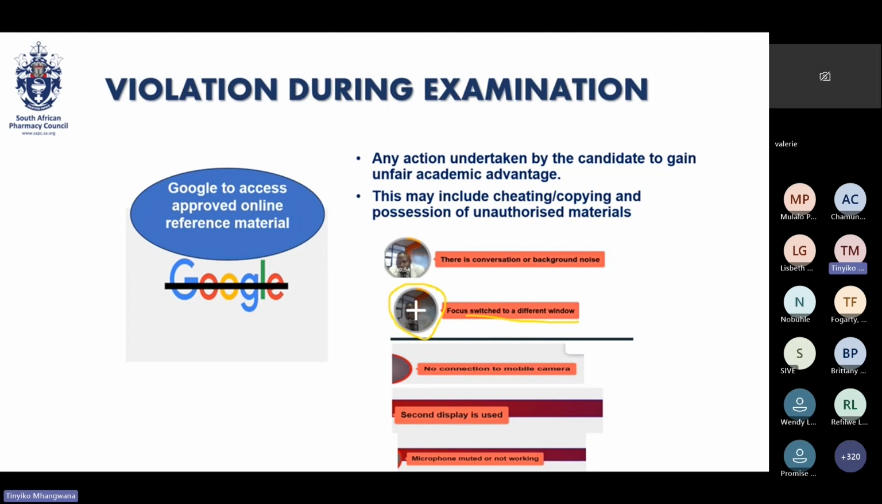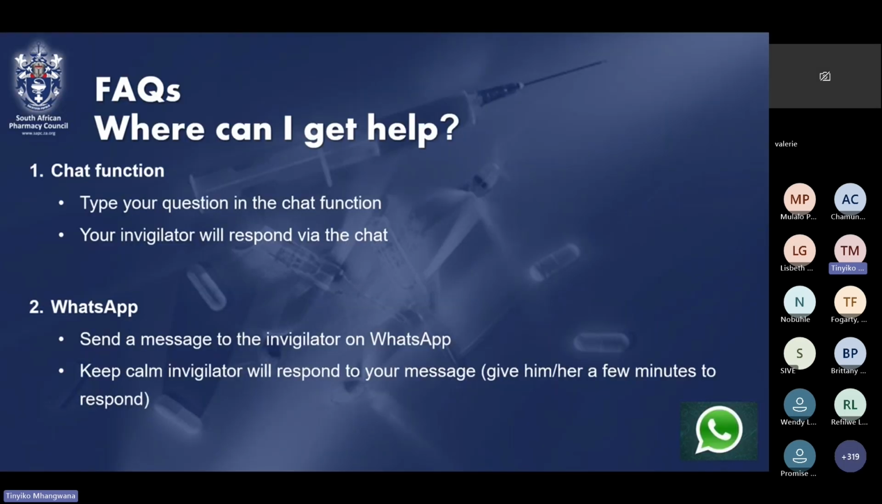If you switch to another window different to this one, because you want to cheat and get answers, you mustn't Google answers, it will alert us. It will be a violation. All these violations you will be able to also see. So if you're not connected to your mobile camera or anything, it does indicate when you have challenges.